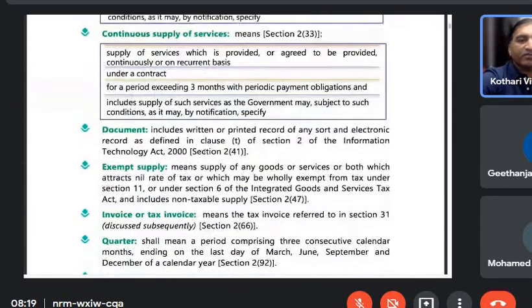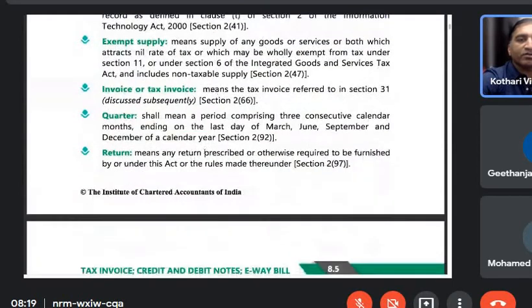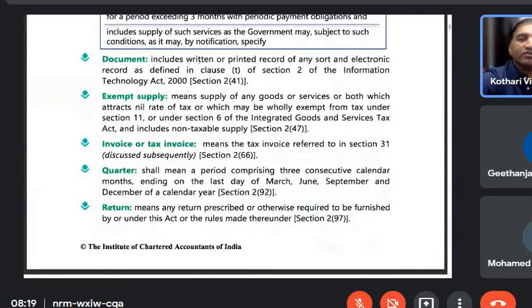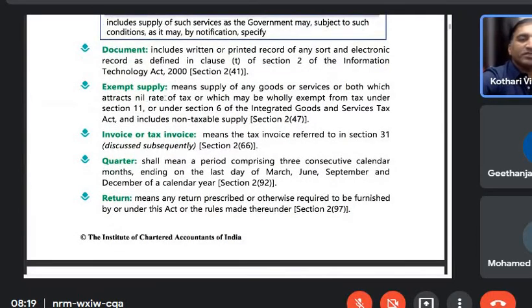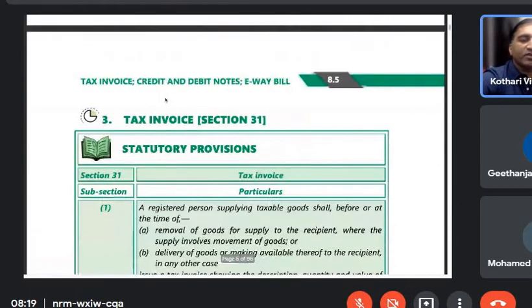Continuous supply of goods and services we have already seen. Document also we have seen. Document includes written or printed record of any sort and electronic record as defined in clause T of section 2 of the Information Technology Act 2000. Then exempt supply, invoice, tax invoice, quarter return, these things we have already seen.